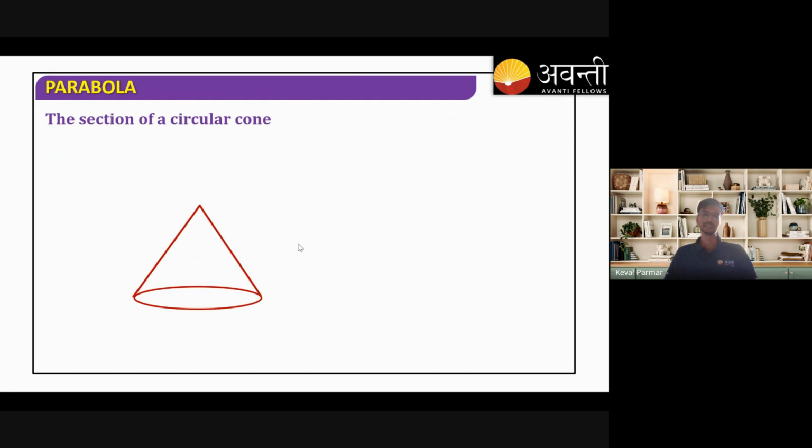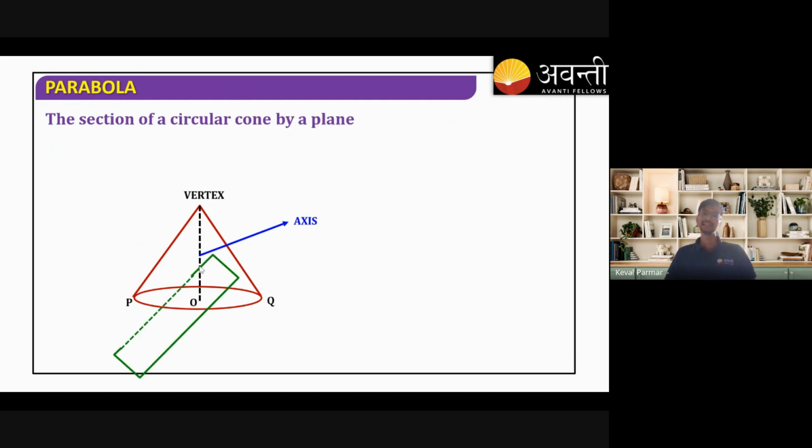Now the third one. So till now, how many conic sections did we do? Two. What were they? The pair of straight lines and the circle. Correct? Let's see the third one. Circle is also a conic section, but we did it before conic sections because it is a very important part, so we needed to do it separately.